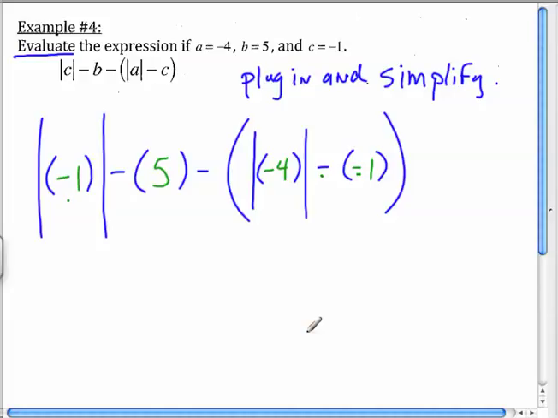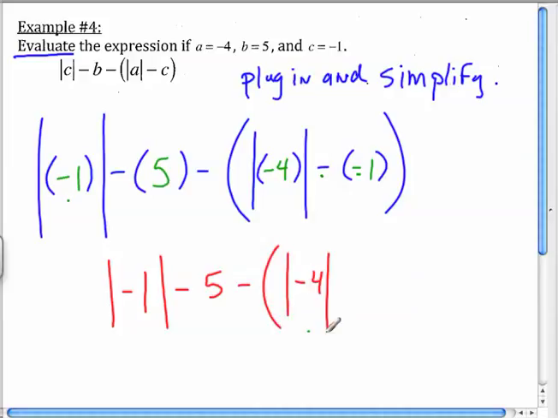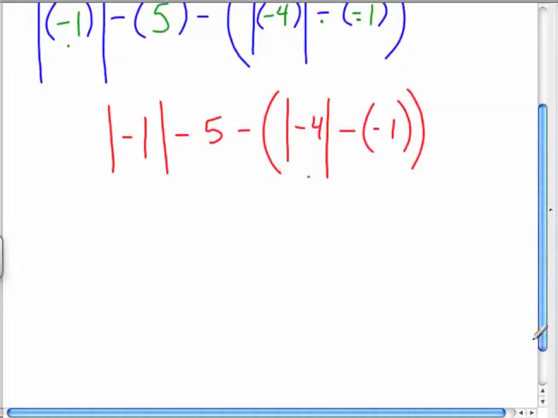I can rewrite this as the absolute value of -1 minus 5 minus parentheses the absolute value of -4 minus parentheses -1. Close parentheses. Okay? Now, let's simplify that. Let's go ahead and work from there. The absolute value of -1 is 1 minus 5 minus, and then when I look in the parentheses, the absolute value of -4 is 4.